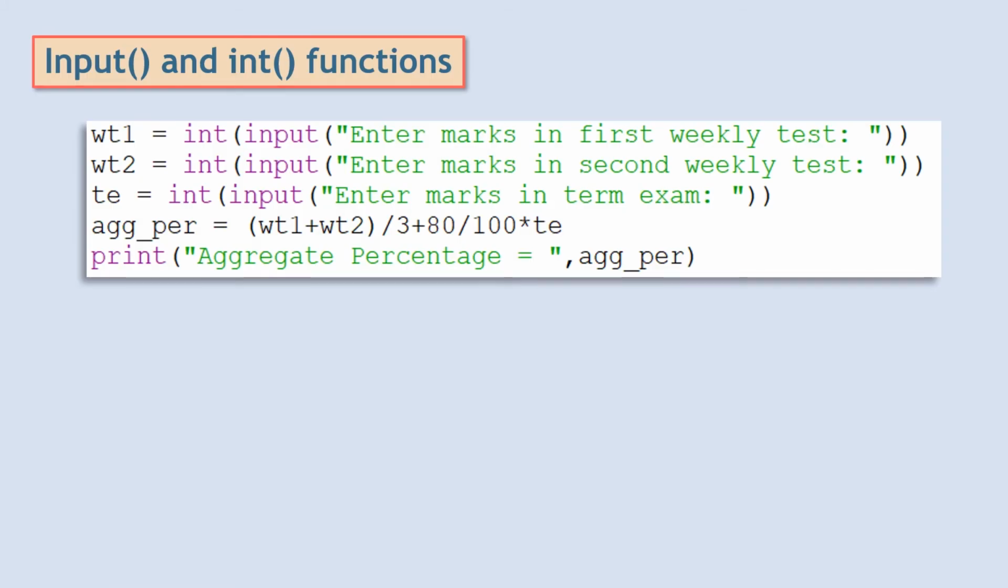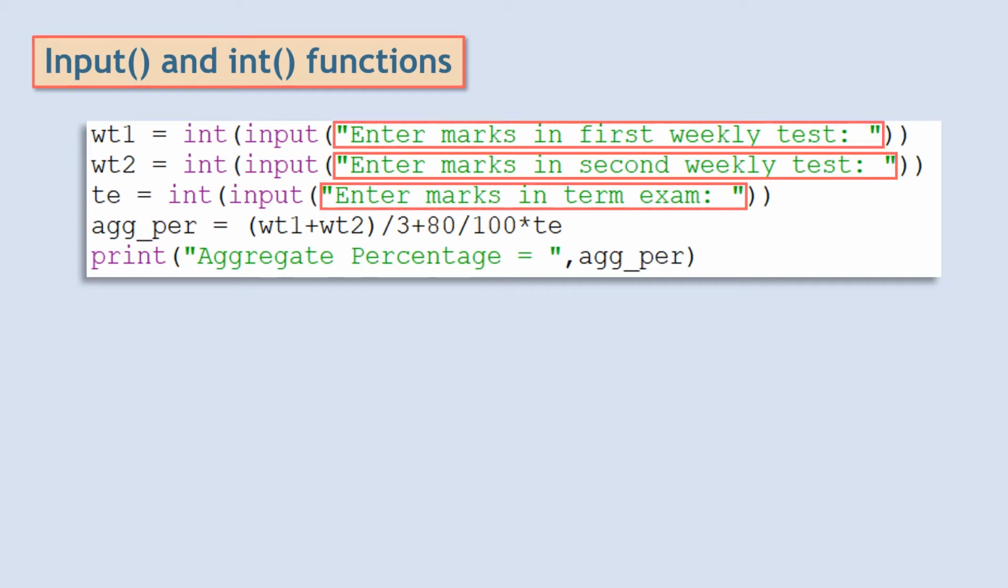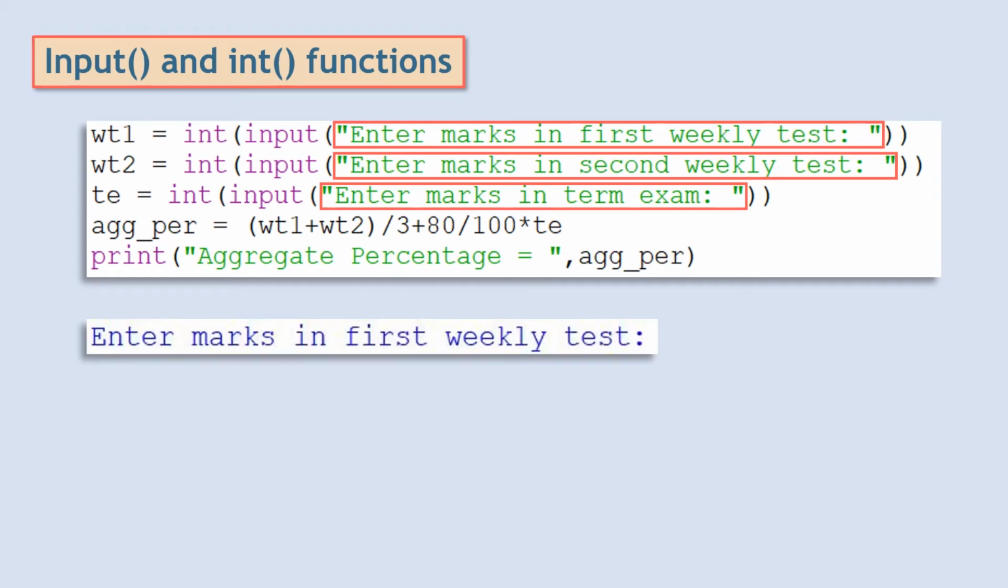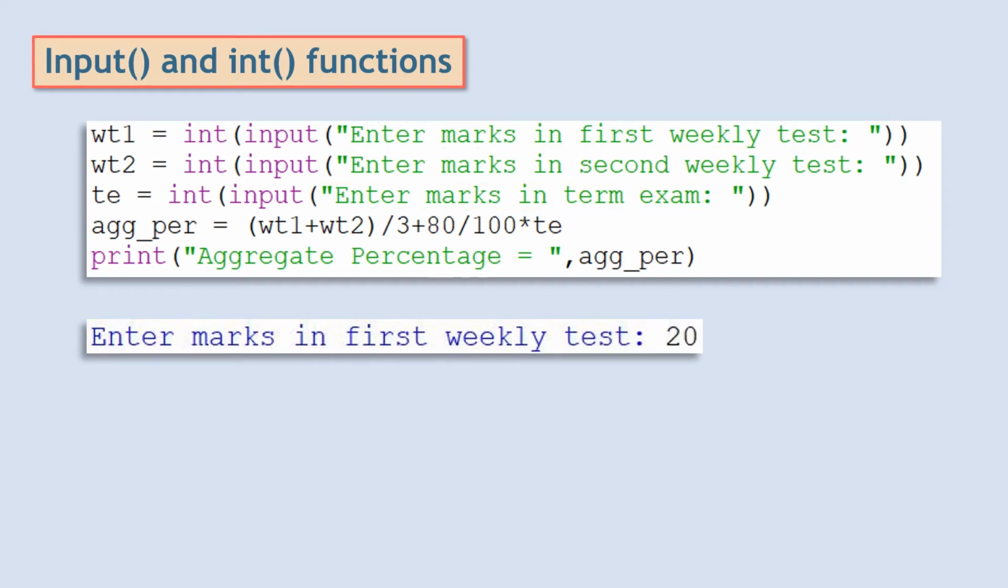Let us now understand input and int functions. The input function is used to get the user input during program execution. We saw this in the previous example. Input function takes one argument and this argument is called prompt. During execution, input shows this prompt to the user and waits for the user to input a value from the keyboard. When the user enters value from the keyboard, input returns this value to the script. Input function returns any entered value as a string.